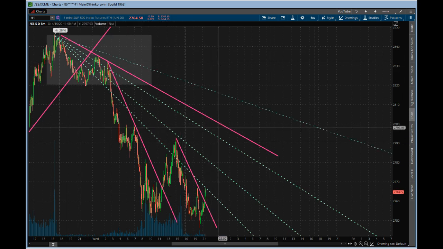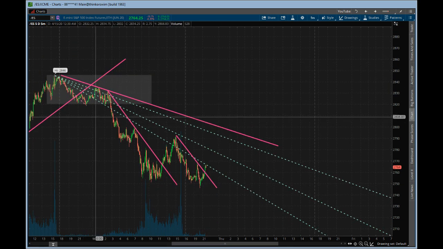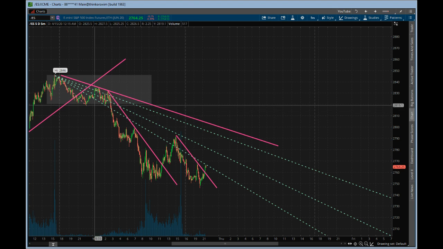I did that by mistake there. One second. All right, there we go. Cool. So you can see here, as long as we stay below these Fib Fan Lines, the trend is down. So you can get bolder with it. You can change it around a little bit.